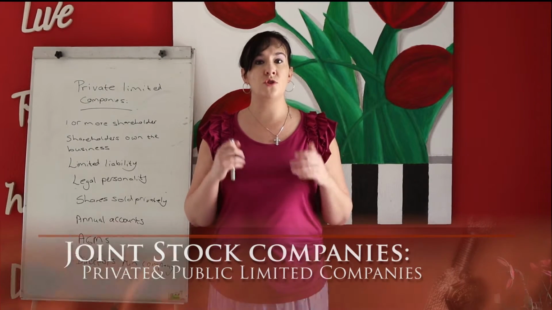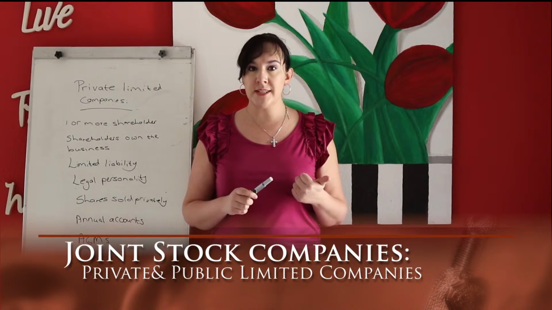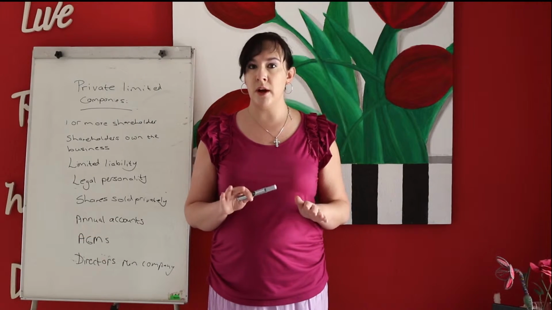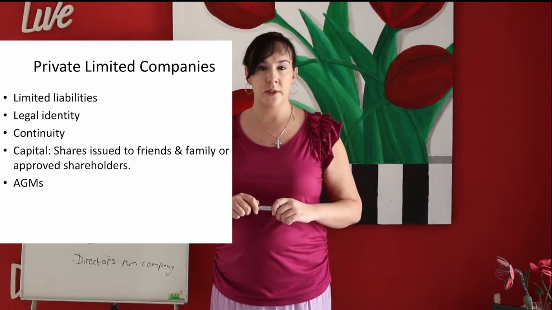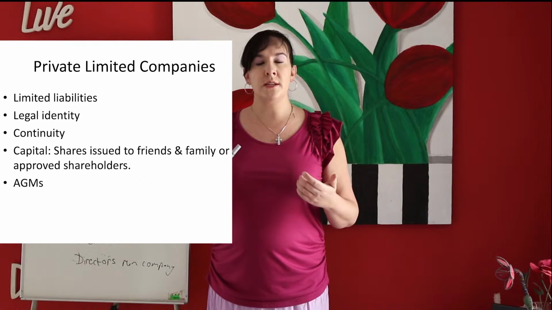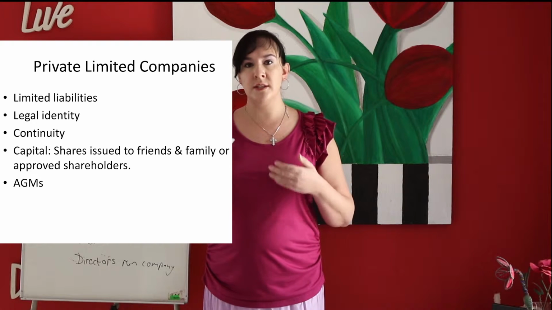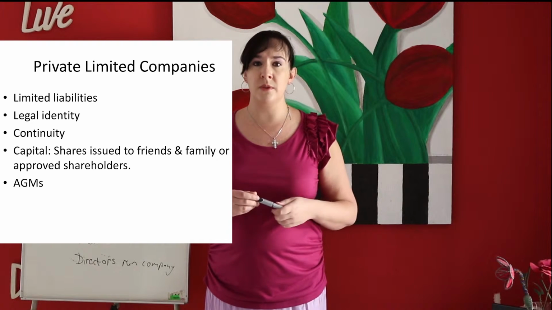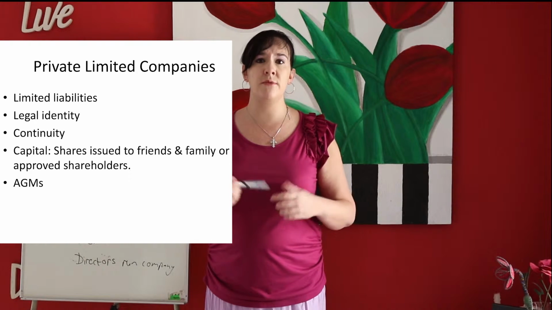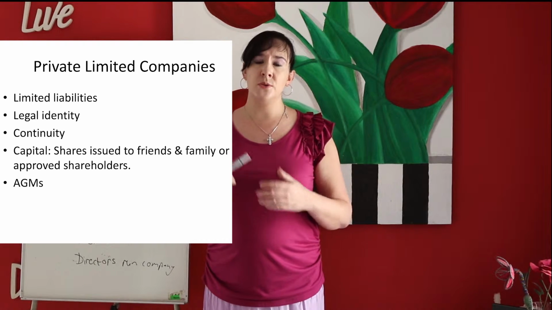Next, we have our joint stock companies. So joint stock companies, we have private limited companies and public limited companies. I'm going to look at my private limited companies first. This is normally established when businesses want to protect themselves, to have that separate legal identity so that your personal belongings can't be touched in terms of your liabilities. So they form private limited companies. It could be anything from a small business to a big business.